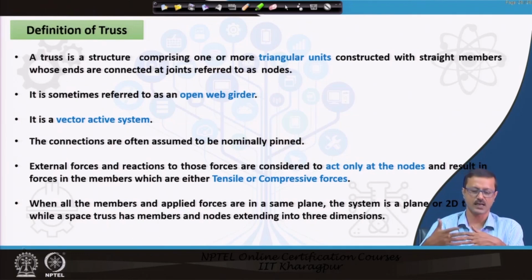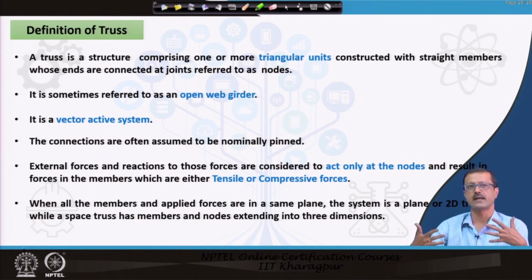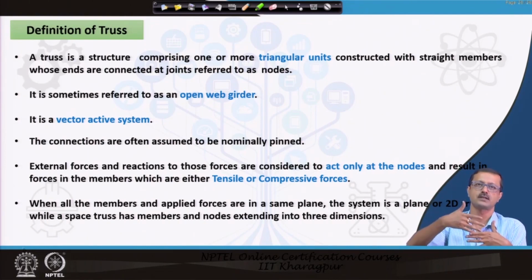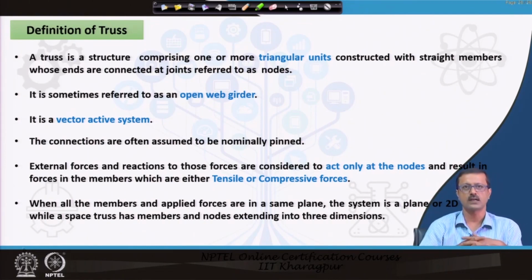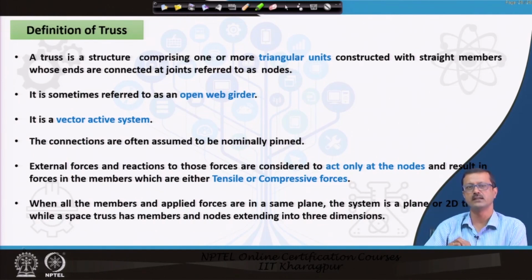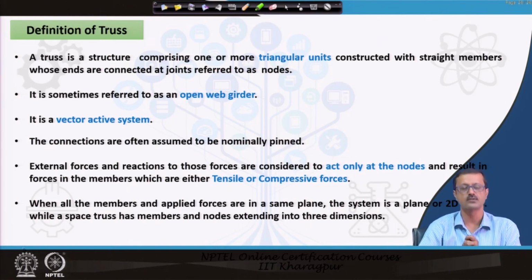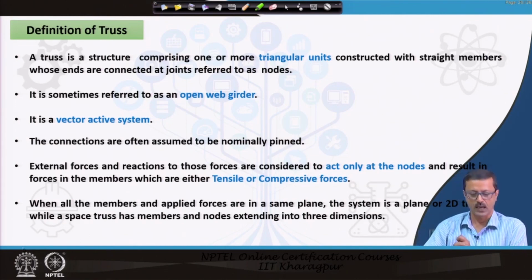So, a truss can be a two dimensional truss or a three dimensional truss. The two dimensional trusses are trusses whose members are in a particular direction and the force is also applied in the same direction, and that comprises no bending, and only pure axial forces will be the result, and those are the plane truss or the 2D truss.